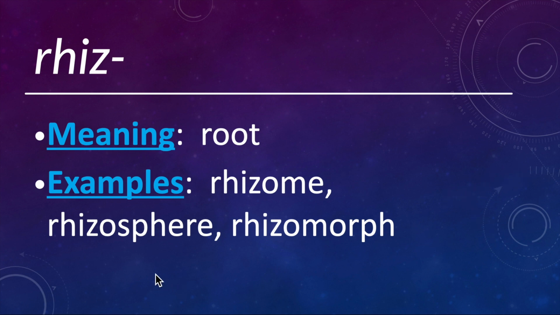new roots. The rhizosphere is basically the area of the soil around the roots and all the interactions there. And then rhizomorph is a root-like aggregate of hyphae in certain fungi. So mushrooms have hyphae, which are root-like structures that are underground. And a rhizomorph would be a large group of those that looks like a root.